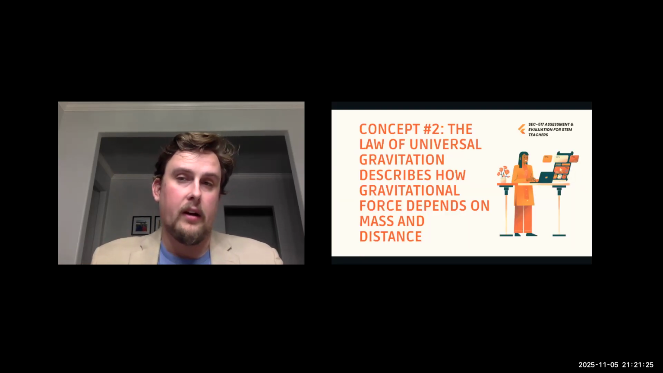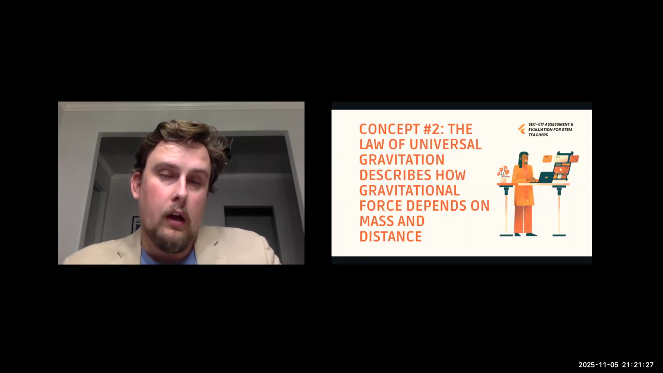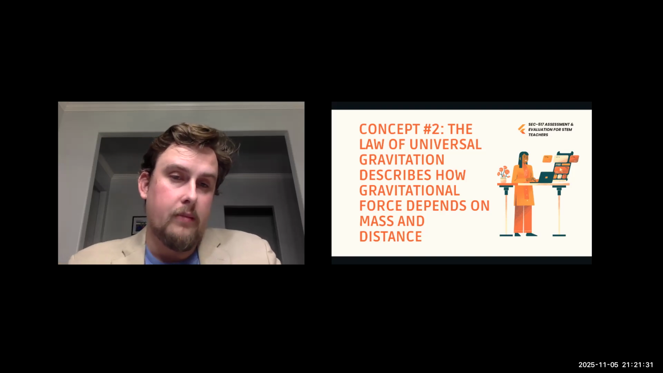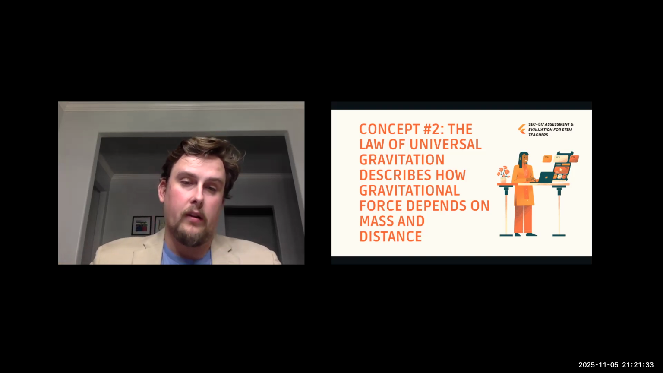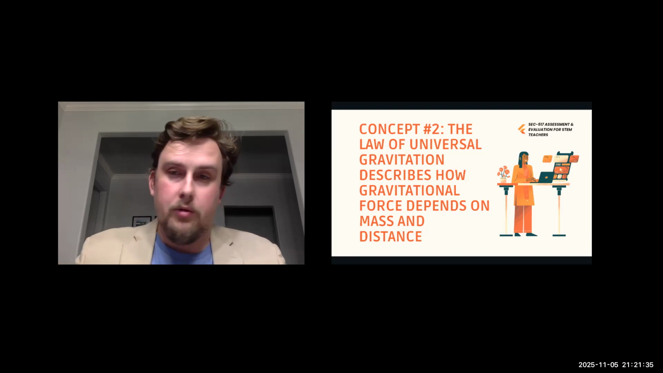This is going to be our second concept that we're going to talk about today. The law of universal gravitation describes how gravitational force depends on the mass and distance of objects.